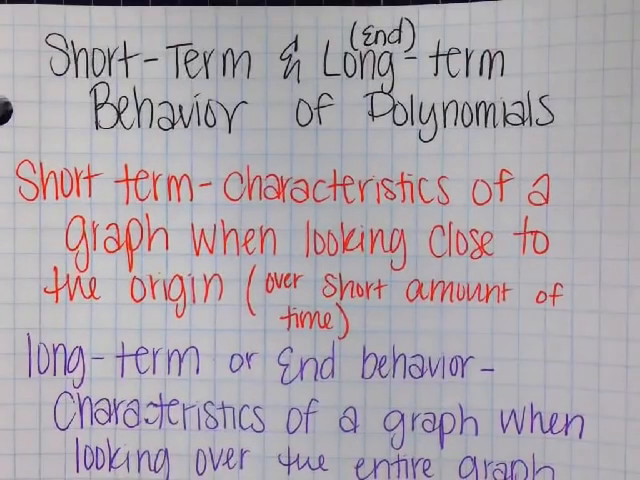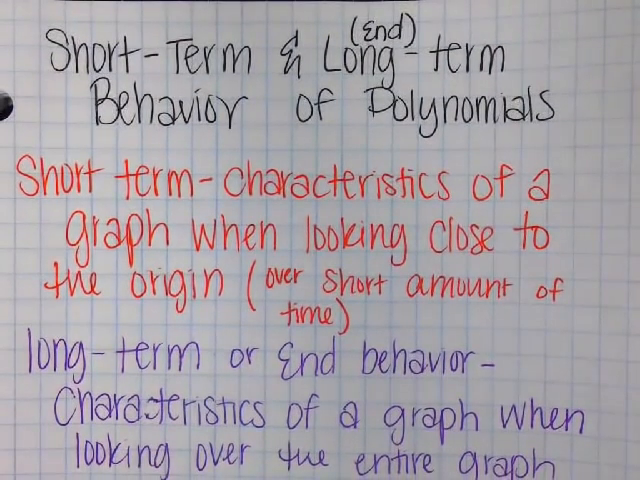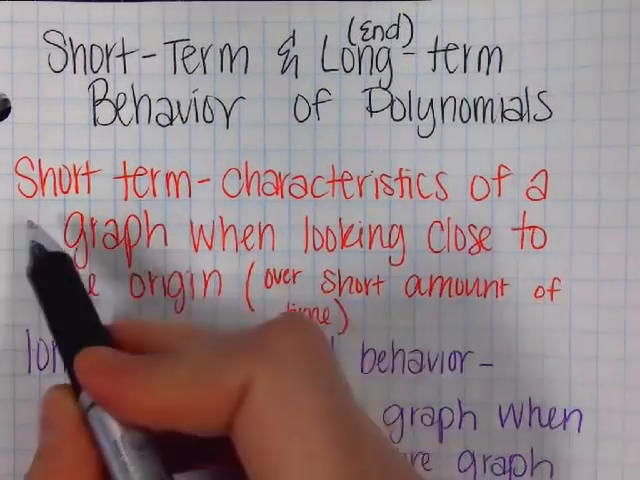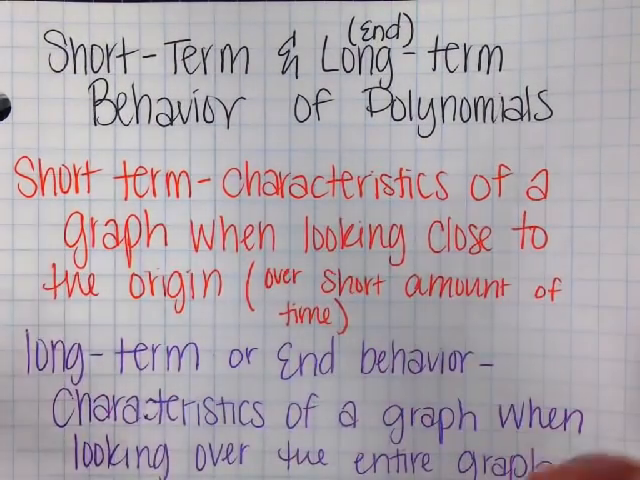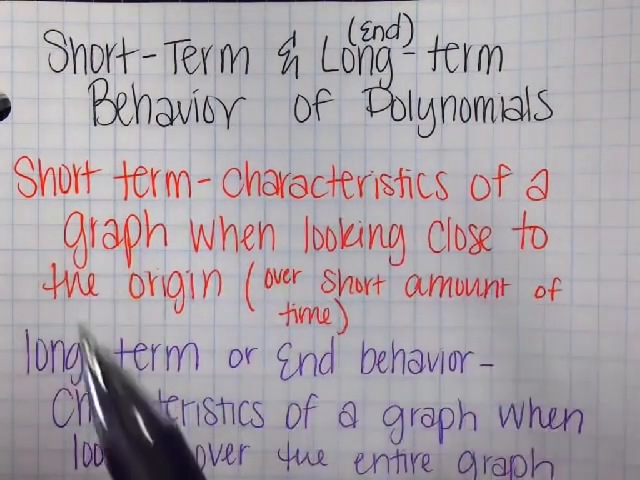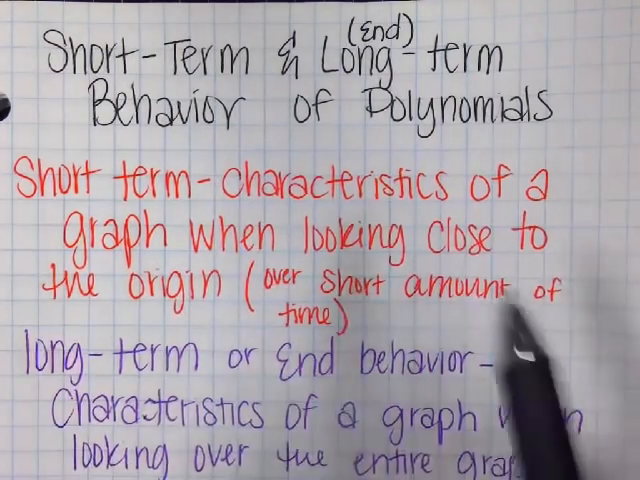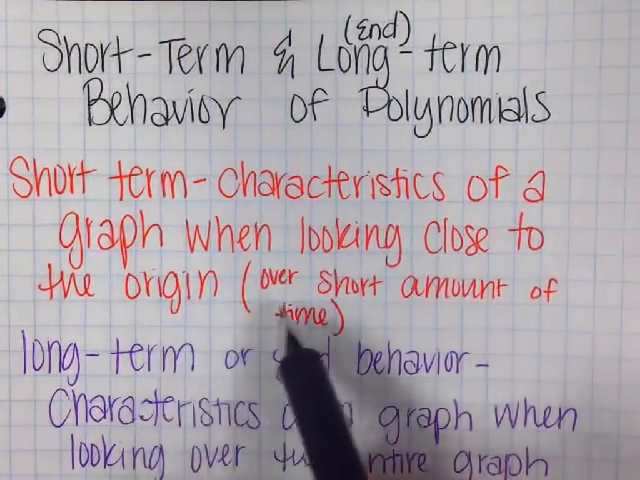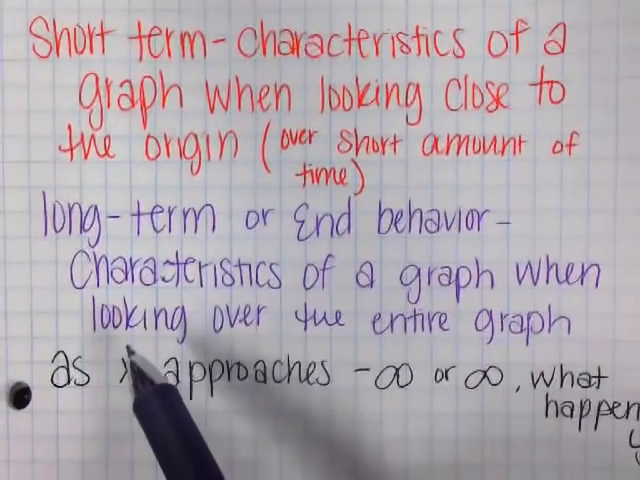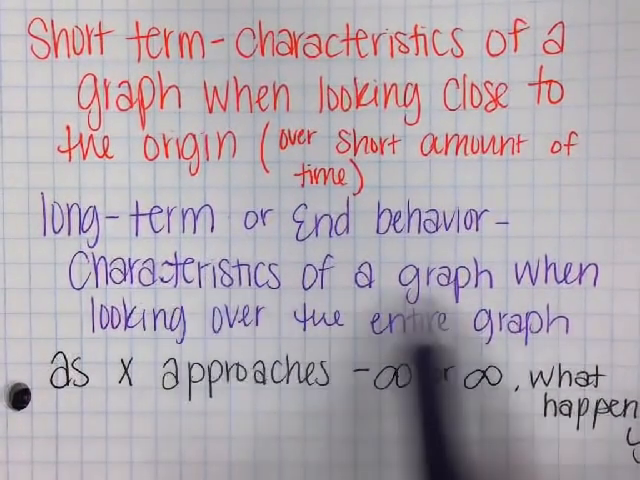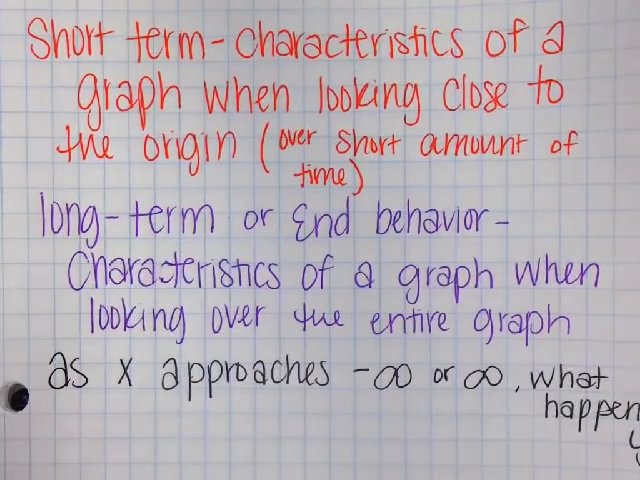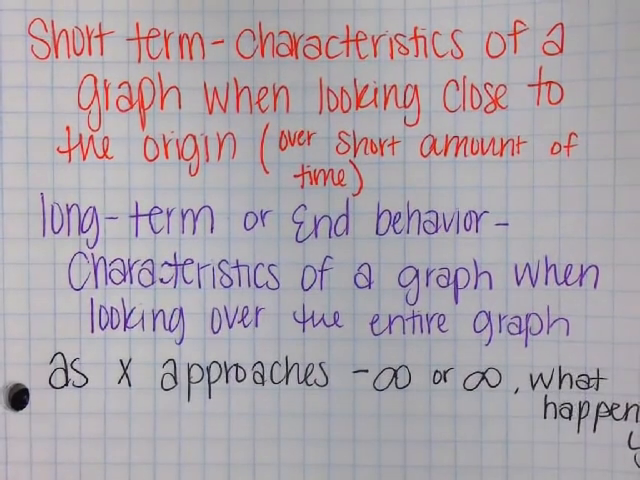So, short-term and long-term behavior of polynomials. Short-term is what it seems like. It's just over a short part of the graph, or like in a short period of time when you look close to the origin. Long-term behavior is when you're looking at the entire graph. What are the ends of the graph doing?